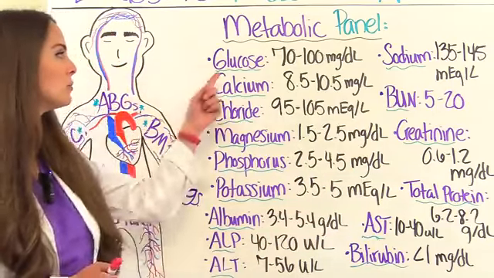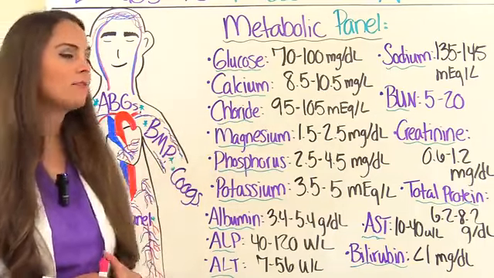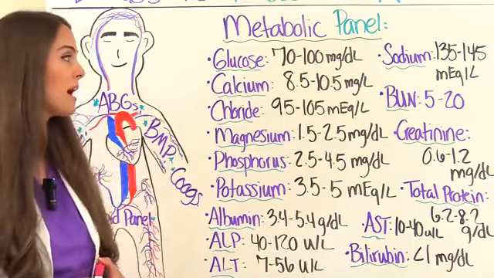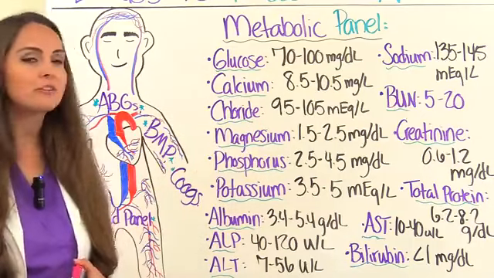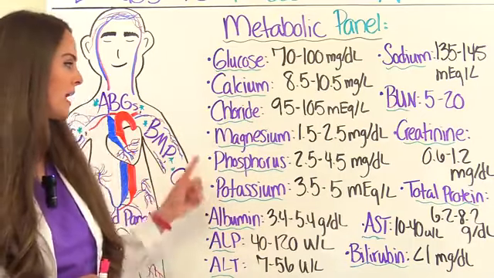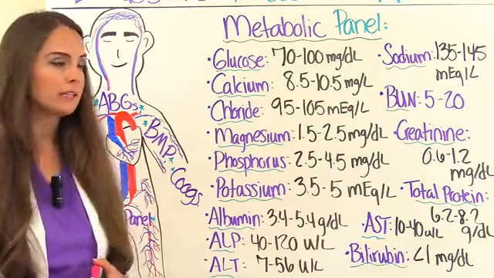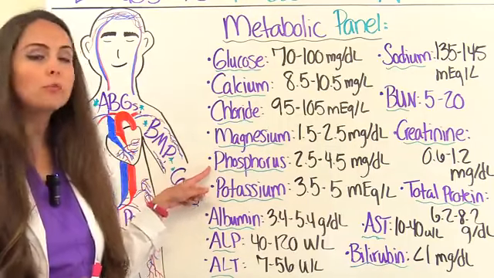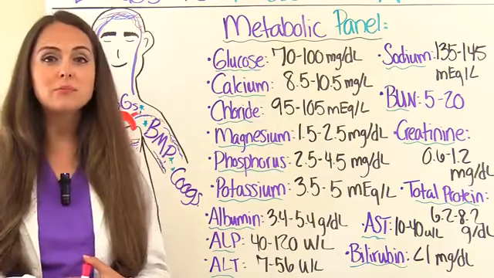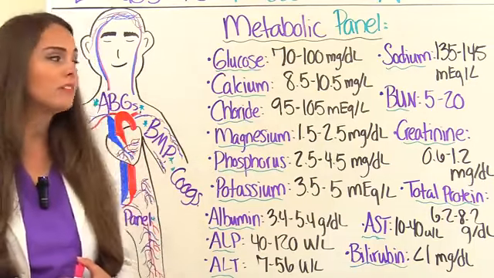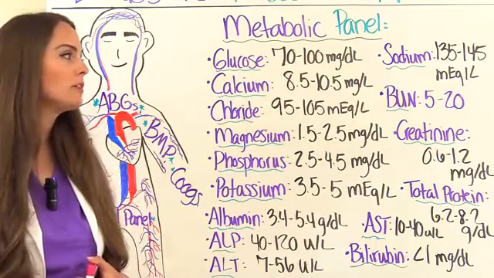Okay, glucose. A normal glucose is 70 to 100 milligrams per deciliter. Calcium level is 8.5 to 10.5 milligrams per liter. Chloride is 95 to 105 milliequivalents per liter. Magnesium is 1.5 to 2.5 milligrams per deciliter. Phosphorus is 2.5 to 4.5 milligrams per deciliter. Potassium is 3.5 to 5 milliequivalents per liter. And sodium is 135 to 145 milliequivalents per liter.